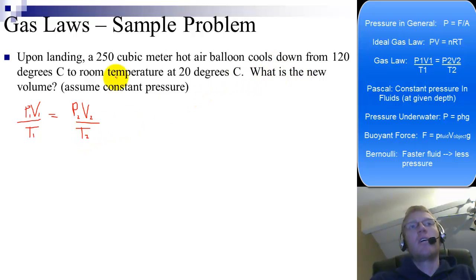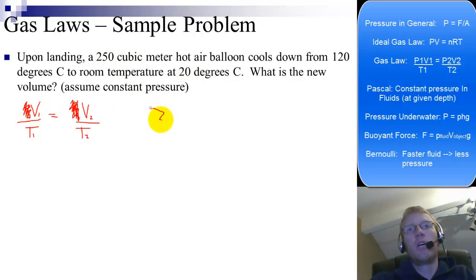And then we say, okay, constant pressure. So this P1 and this P2, I can cancel them out because they're equal. They're the same value, and they show up on both sides, so I can cancel them out. And now I can look at the values that I have. It starts off 250 meters cubed, so it's very big. That makes sense, it's a hot air balloon. As it cools down, what's going to happen? It should shrink. Okay, so let's just make sure that our answer comes out less than 250.